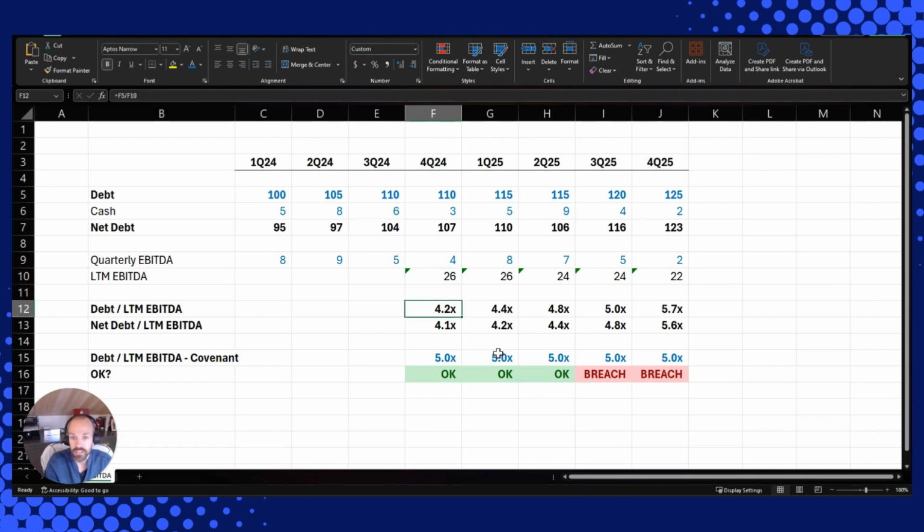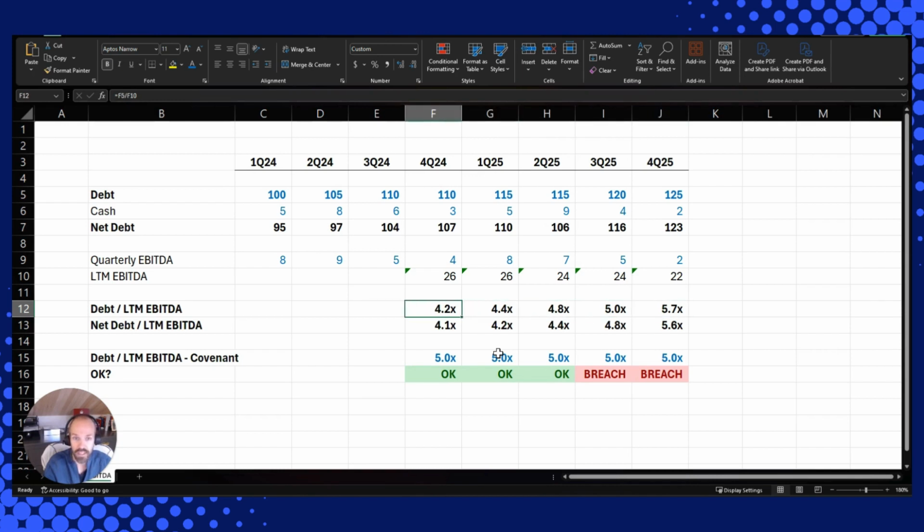Then it's simply dividing the debt by that LTM EBITDA. You can see here, debt of 110 divided by LTM EBITDA of 26 gets you to a ratio of 4.2 times. So you basically have 4 times the amount of debt that you have on a trailing EBITDA basis. The same calculation can be done using net debt. Instead of the 110, we use the 107 of net debt divided by the LTM EBITDA of 26, which gets you to a slightly lower ratio of 4.1 times. Then we just model that out every quarter, same formula every quarter, to see how that multiple is trending.